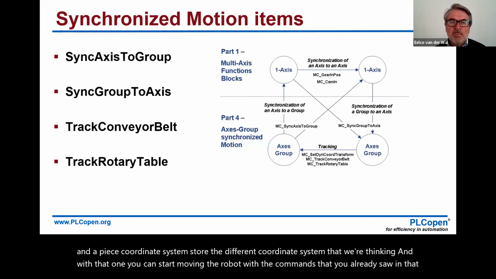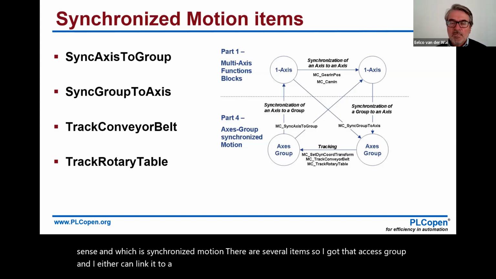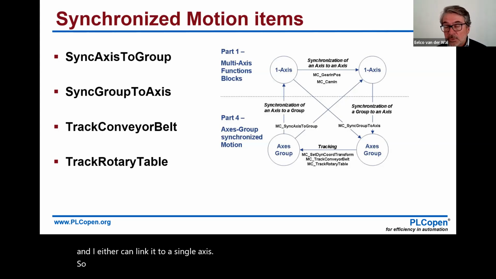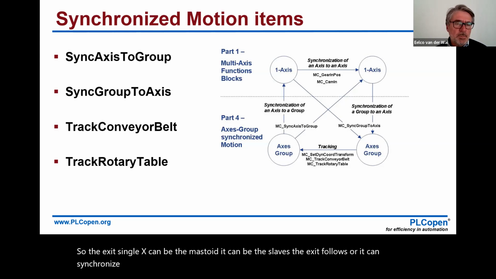And with the synchronized motion, there are several items. So I got an axis group, and I either can link it to a single axis. So the single axis can be the master, or it can be the slave, the axis follows, or I can synchronize an axis group to an axis group. There are some examples there.